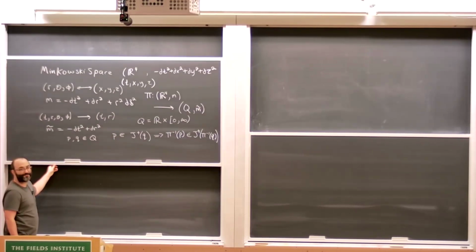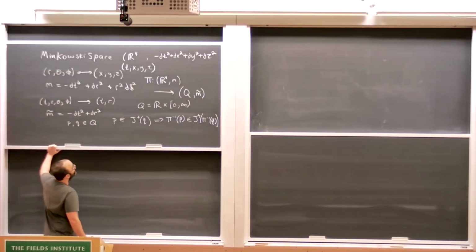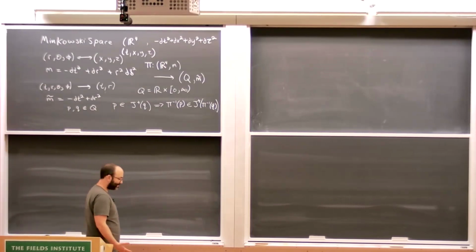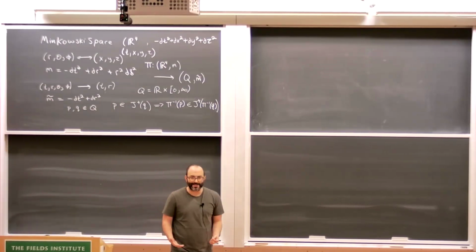Questions? Okay. So then the next stage was, all right, we have this, we got rid of the sphere, we have this T and the R, but it's still a non-compact space.